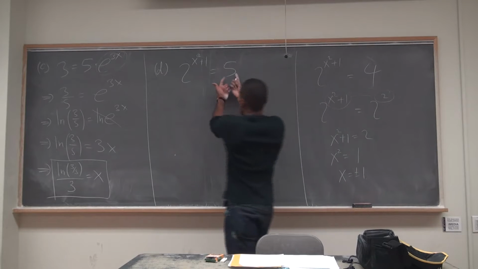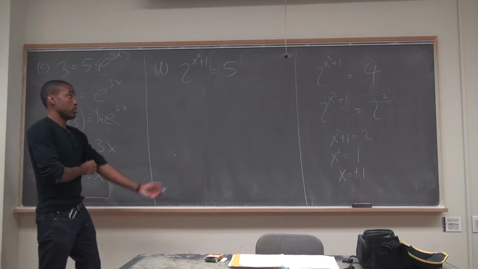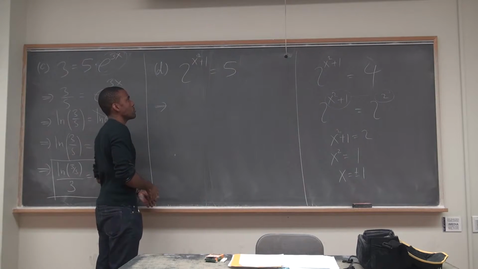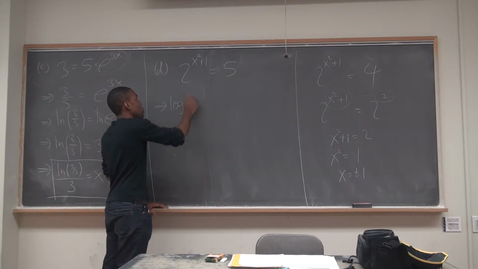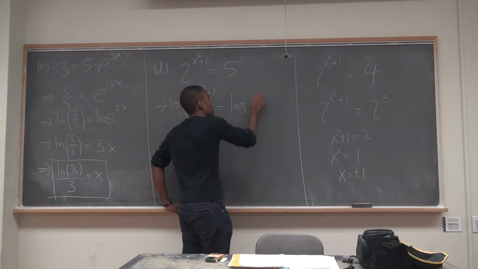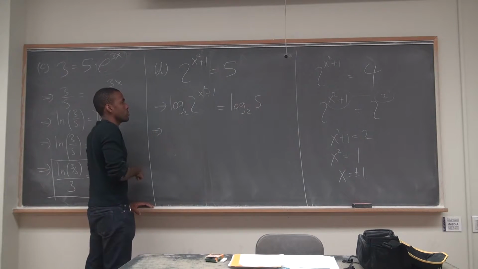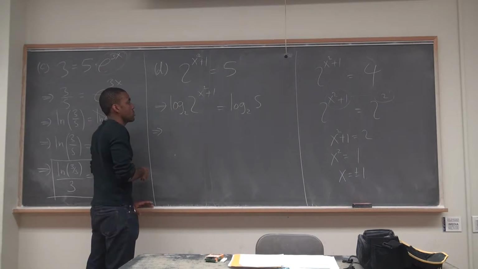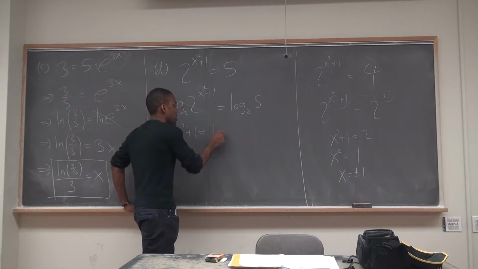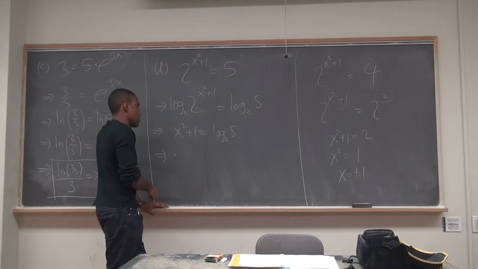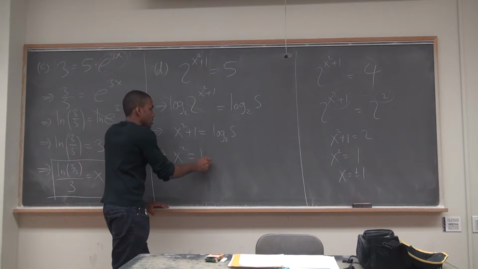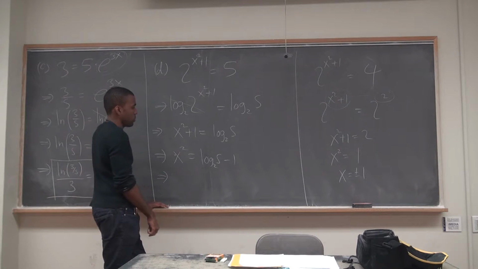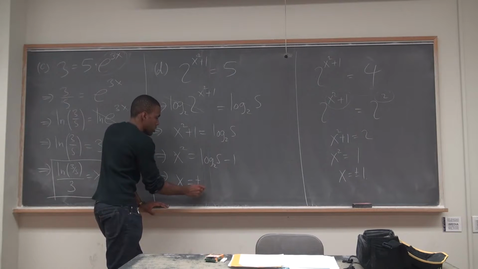Now notice here, we can't actually do that, because we don't know how to write 5 as base 2. At least we didn't before. What do we do now? You can do log to the base 2 for both sides. Now what? What happens now? And we have x squared plus 1 equals log to the base 2 of 5, which means x squared equals log to the base 2 of 5 minus 1. So my x would be plus or minus the radical of this.